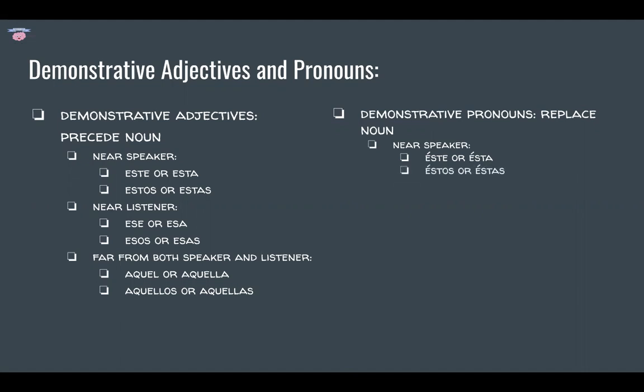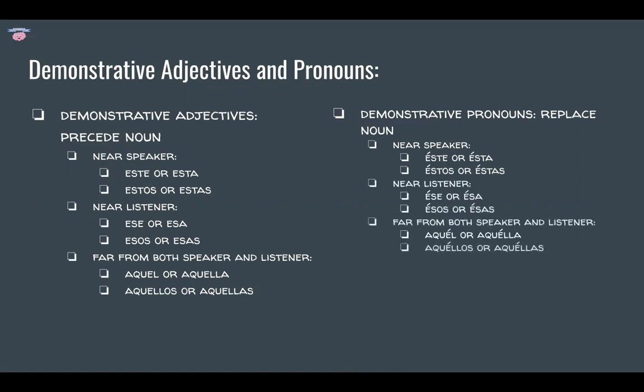Again, éstos or éstas. Near listener, ése or ésa, ésos or ésas. Far from both, aquél or aquélla, aquéllos or aquéllas. Notice that the accent is in a different spot, but again, it just says that it's different.